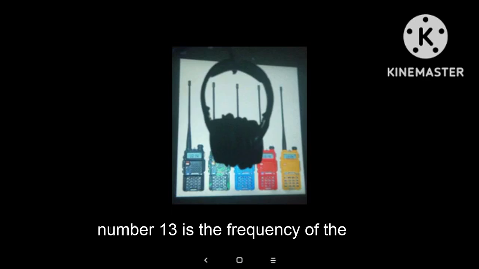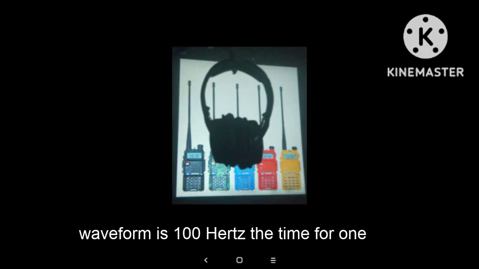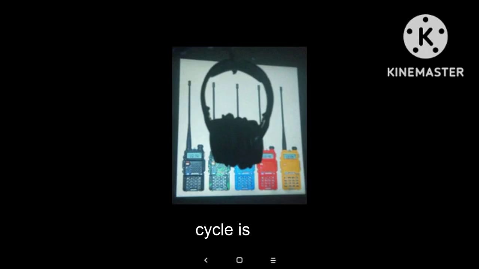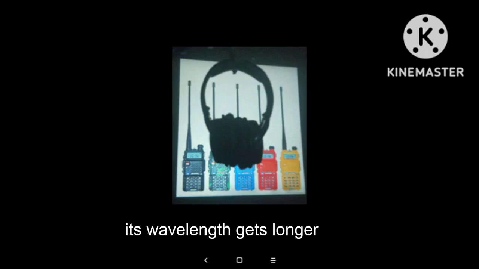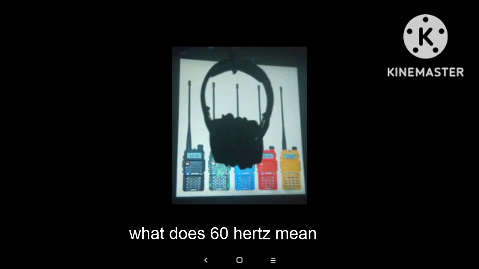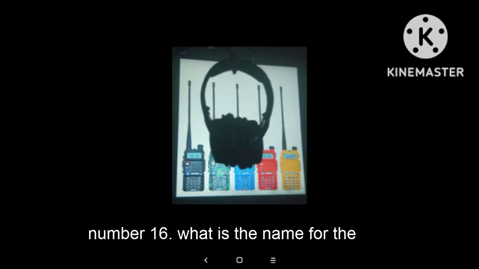Number 13. If the frequency of the waveform is 100 hertz, the time for one cycle is 0.01 second. Number 14. What happens to a signal's frequency as its wavelength gets longer? It goes down. Number 15. What does 60 hertz mean? 60 cycles per second.